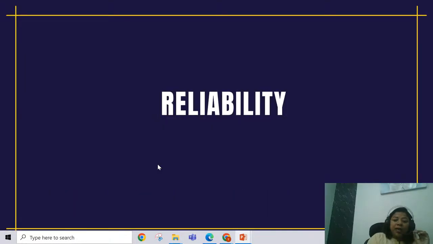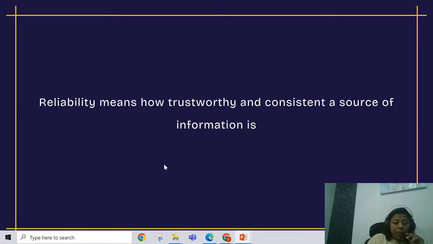Now, the next term is reliability. Reliability is again quite frequently used in your answers for global perspective. Now, what does it exactly mean? Reliability means how trustworthy and consistent a source of information is, how credible and authentic. So, reliability talks about two parts. One is credibility, and the second is authenticity.